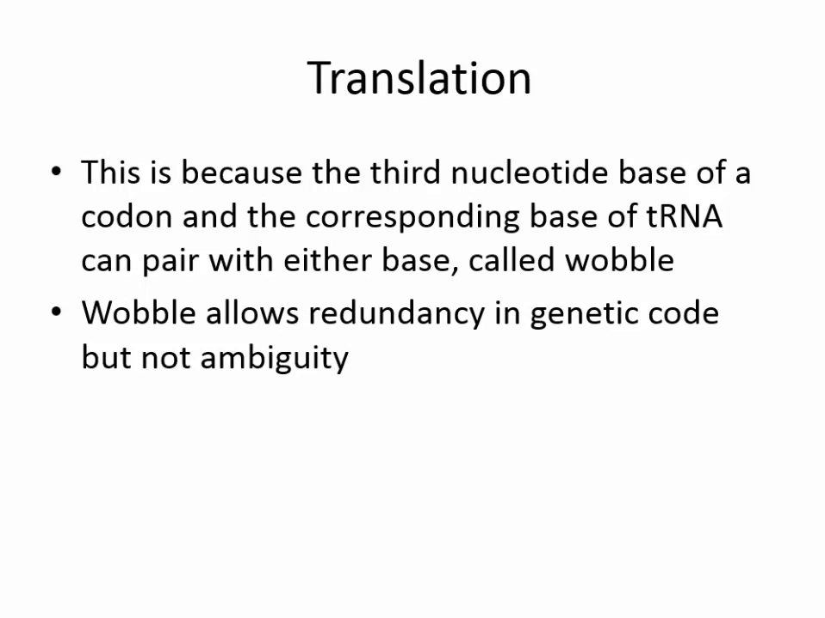This is because the third nucleotide base of a codon and the corresponding base of the transfer RNA can pair with either base, and this is called wobble. So wobble allows redundancy in the genetic code, but not ambiguity.